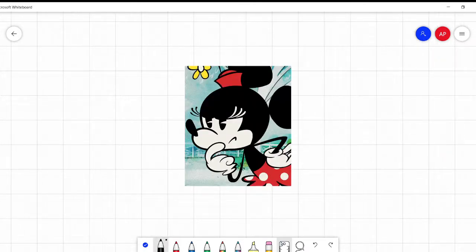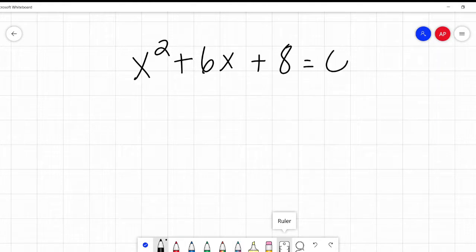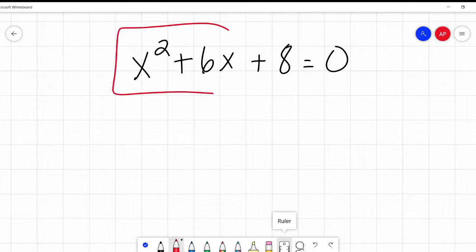Now, how do we use this? Here's an example: x squared plus 6x plus 8 equals 0. This one could be solved by factoring, but we're going to solve it by completing the square. First thing you want to do is get the constant on the other side. All you want on this side are the terms with x's in them of any sort.